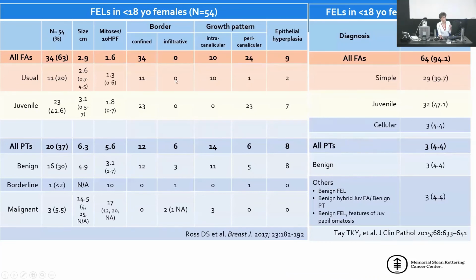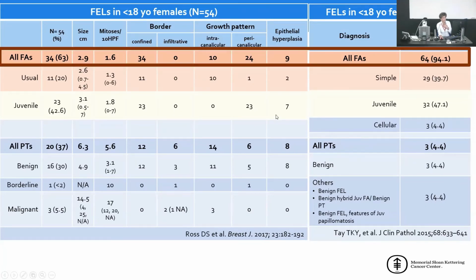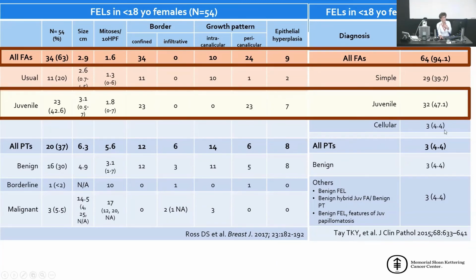This is a study we did from our institution, and a study from Singapore, looking at the features of fibroepithelial lesions in women up to age 18. We found that the majority of them had fibroadenomas, and the majority of the fibroadenomas were juvenile fibroadenomas. The mitotic activity was less than 2.